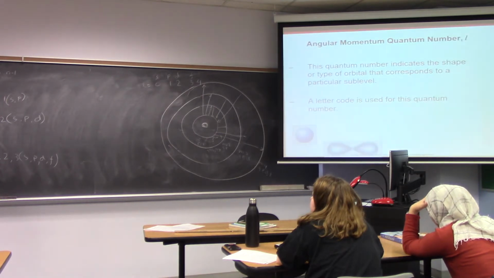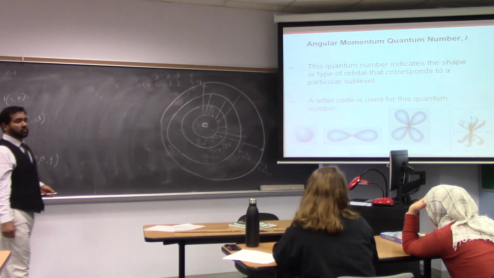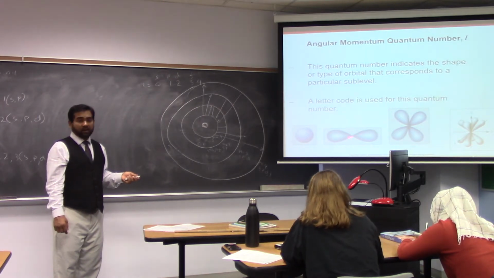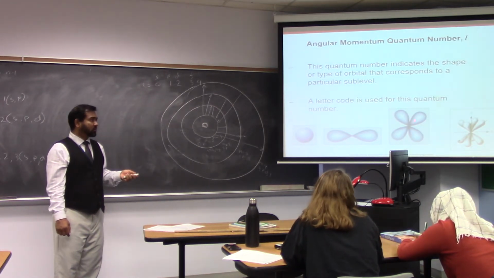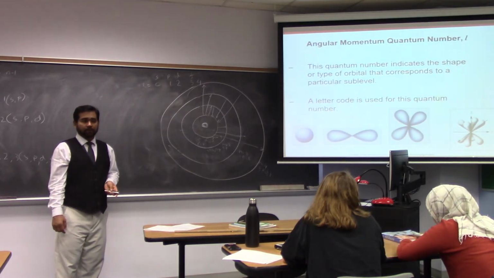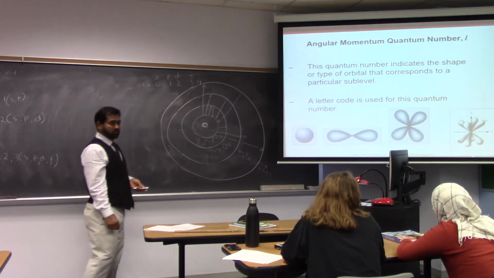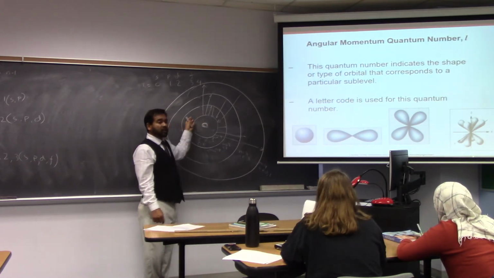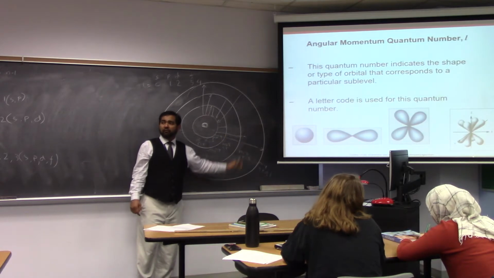And then you can see how they look. S is spherical, P is double, like a bow tie. This is a d orbital, complicated. This is an f orbital, more complicated. Okay? You don't need to know how to draw them. Just try to imagine how they are located in different levels of the atom.